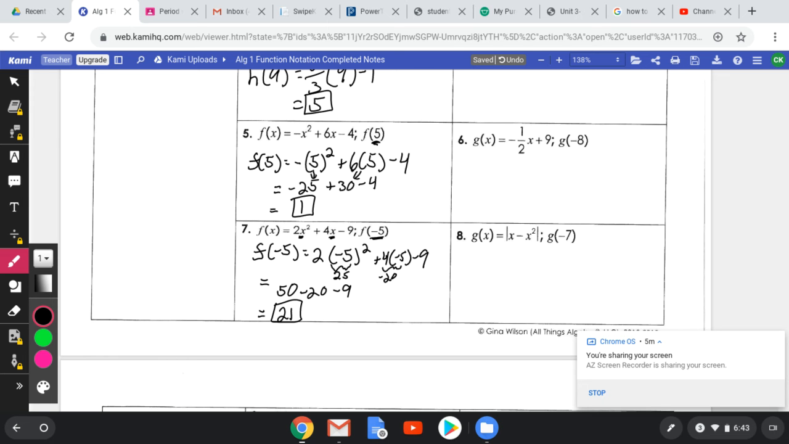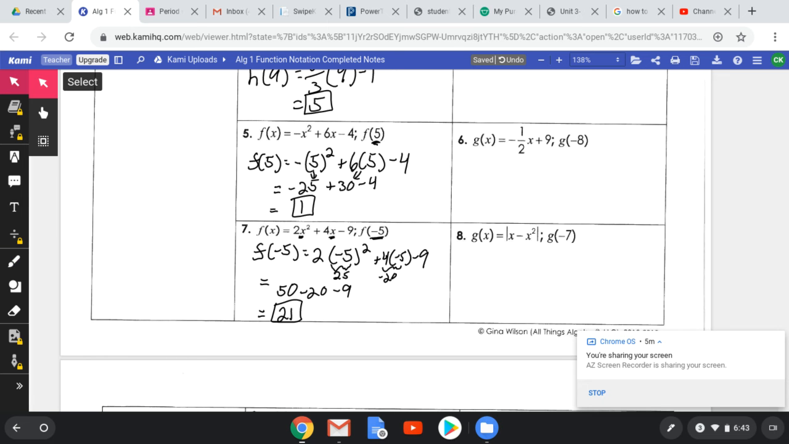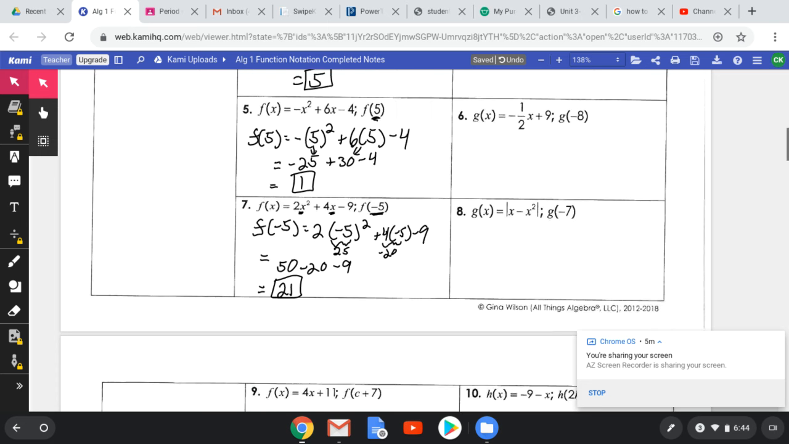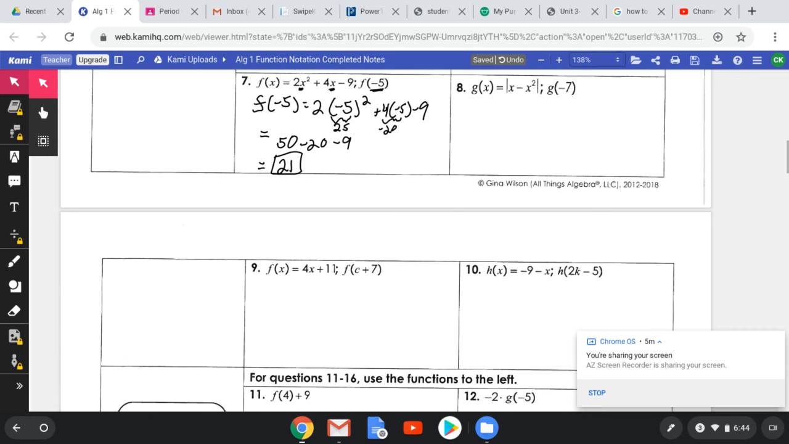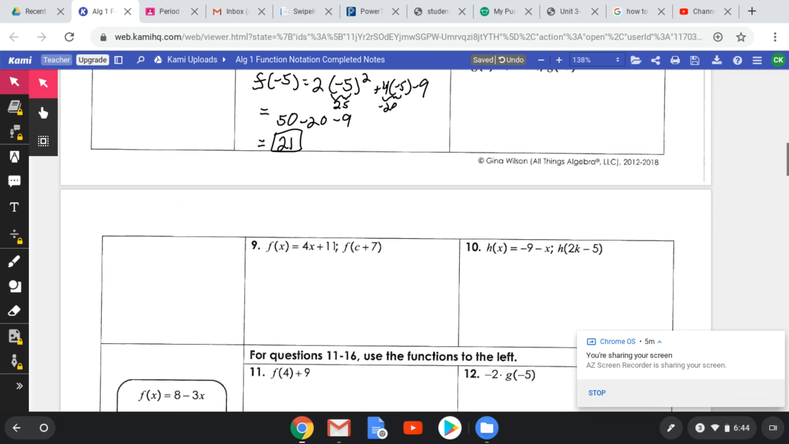Okay. And that, ladies and gentlemen, is how you would do function notation with numbers inside. So if you're confused with any part, or got any questions, pause the video, go back to the problems, and see what we did. All right, if you're good with that, let's move on then to number 9.